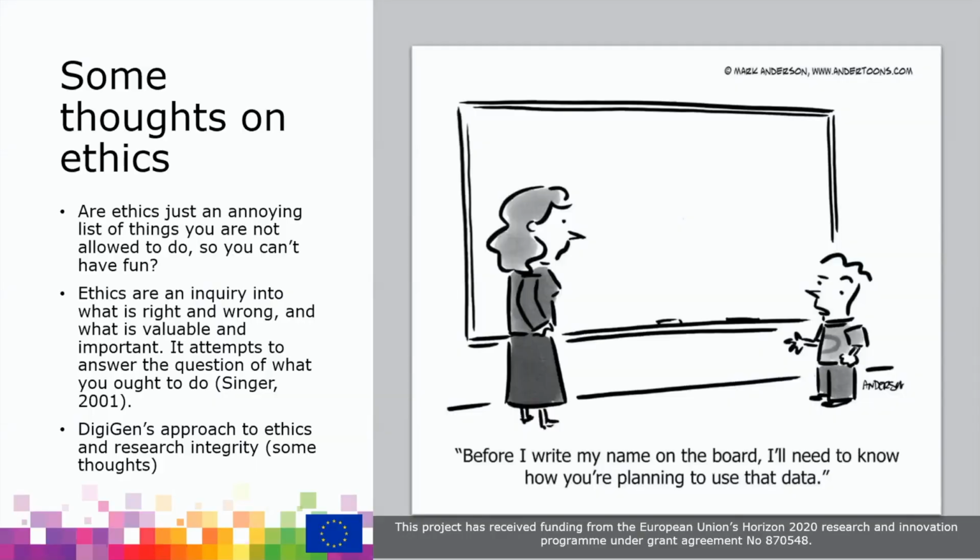An author called Peter Singer, a professor of bioethics at Princeton University, wrote in 2001 that people often link ethics to be something that's just annoying, and it's stopping us from being able to do things that we want to do. In other words, of having fun. But he says that's not really the case. Ethics are an inquiry into what is right and wrong, and what is valuable to do, and what is important. And it attempts to answer the question what we ought to do, in a sense.